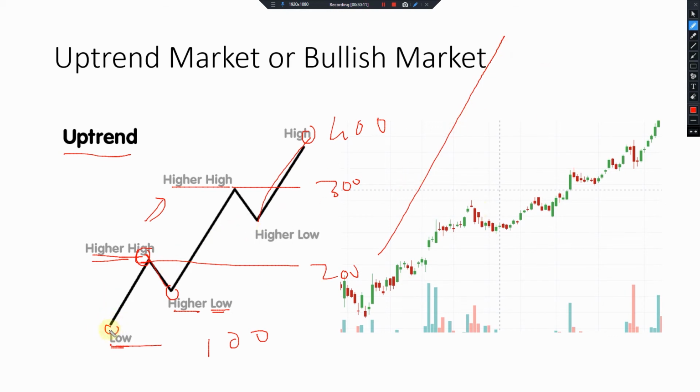It makes a low, it goes up, it gives a bullish move, also called an impulsive move, or an expansion phase. Then this is called a retracement, or a contraction.